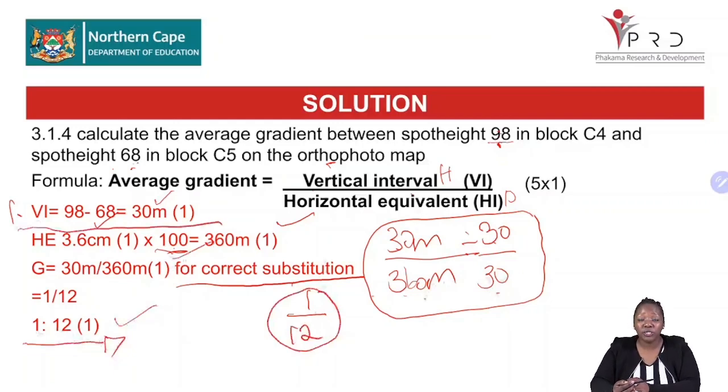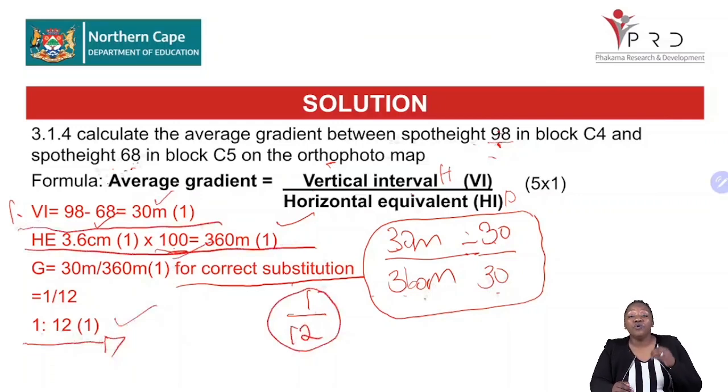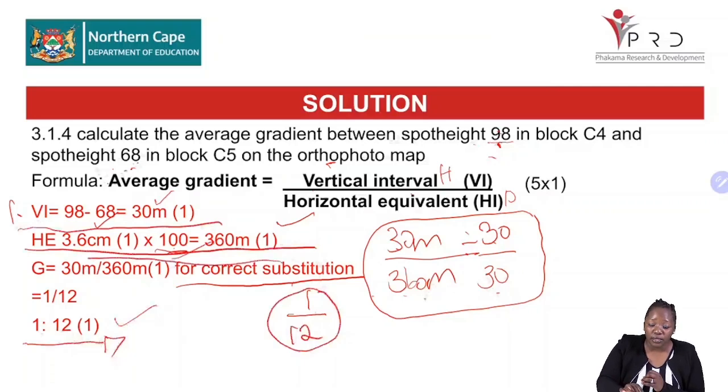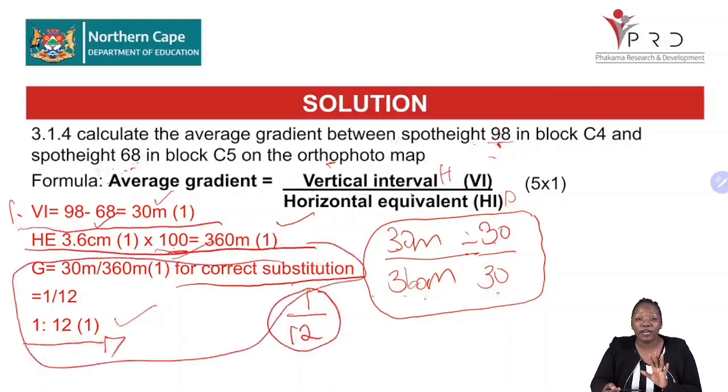Then the second question, they will ask you to give the distance in meters for the very same spot height that you have been calculating. And then you do this. Then you have your 3 marks. And then your third question, they will say use the answer in the first question as well as in the second question to calculate the gradient. You then use this. So in total, you're going to have that 5 marks.